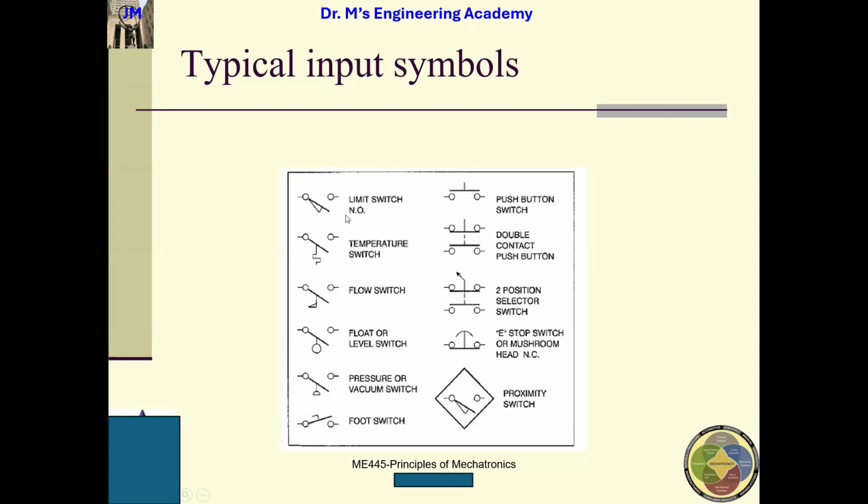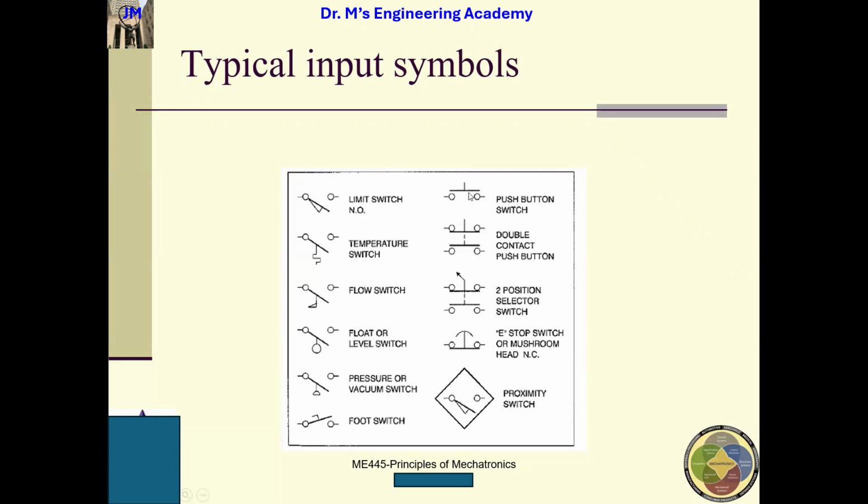So this is the limit switch, the NO. NO stands for what, guys? Yeah, NO, normally open. So there is the temperature switch and flow switch. On the float or level switch, you can see there is a floater. Then the pressure or vacuum switch. This is a foot switch, and you can use your foot to turn it on or turn it off.